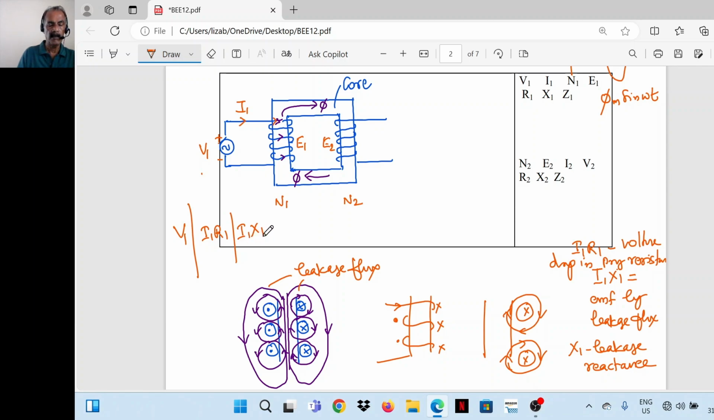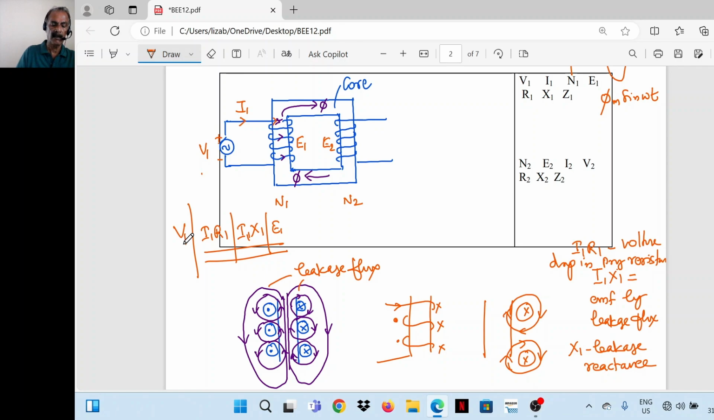Both are equal in magnitude but opposite in direction. The EMF induced by the leakage flux, we are considering it as a voltage drop I1 X1, where X1 is called the leakage reactance. So I1 X1 is called the leakage reactance drop. Then the EMF induced by the main flux phi. So these three quantities are opposing V1, or the phasor sum of I1 R1, I1 X1 and E1 is equal to V1.